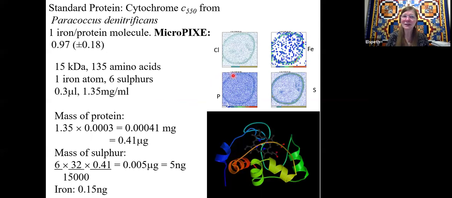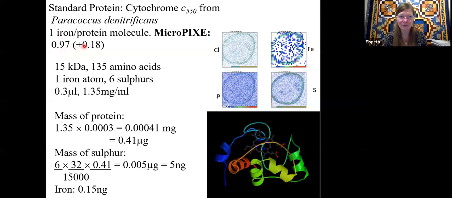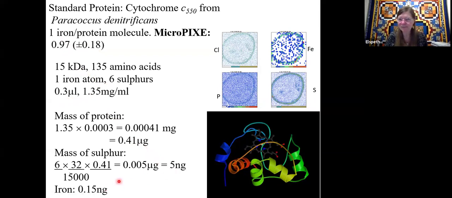So what does this let us do? Well, our calibration protein is cytochrome 550 from Paracoccus. It's got 1 iron per protein molecule. And so our result for it the last time we did this was that we had 0.97 of an iron per protein molecule with an 18% error. It's a 15 kilodalton protein, 135 amino acids with one iron atom and 6 sulfurs. I used 0.3 microliters of protein at 1.35 mg per mL. So you can work out the mass of the protein that we've actually got in our sample is 0.41 of a microgram. There's 5 nanograms of sulfur in there, and there's 0.15 nanograms of iron that we've managed to detect.